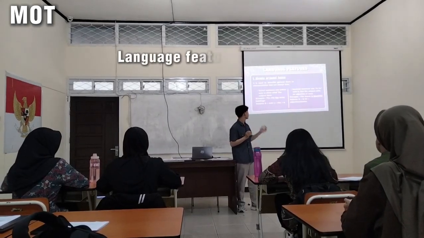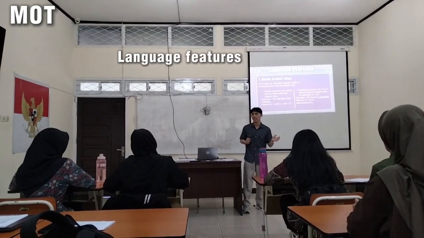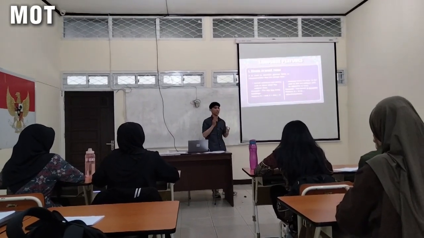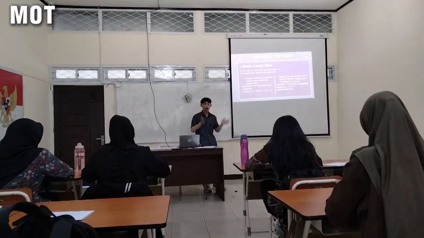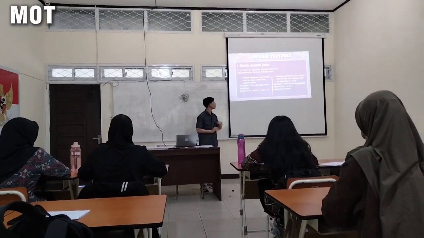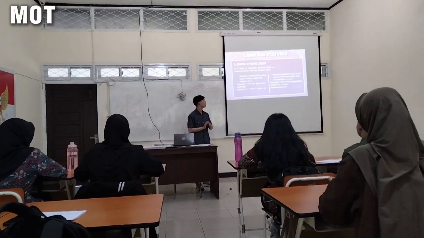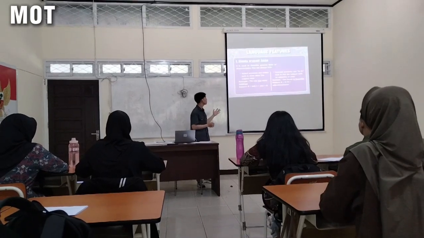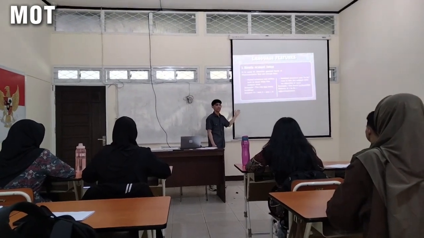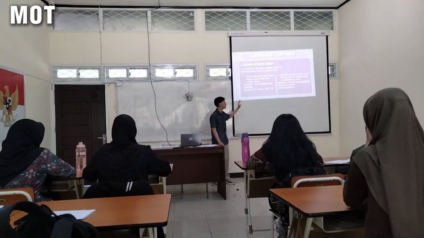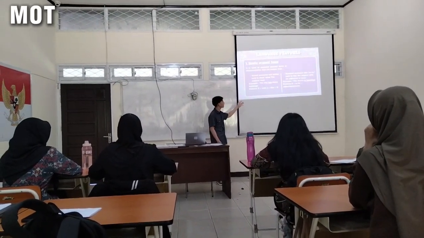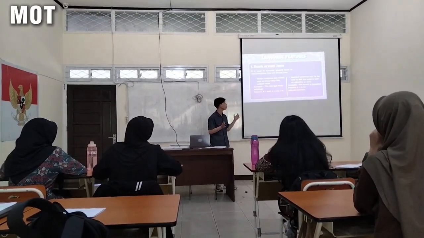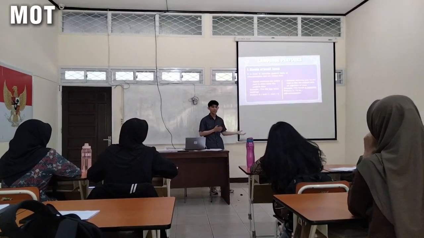Next, we will see the language features of descriptive text. First, here we have simple present tense. It is used to describe general facts or characteristics that are always true. We have verbal sentences and nominal sentences. A verbal sentence uses an action verb to show what the subject does. For example, the city has many buildings. So the verb is has. And the pattern: subject plus verb 1 plus s/es plus object.